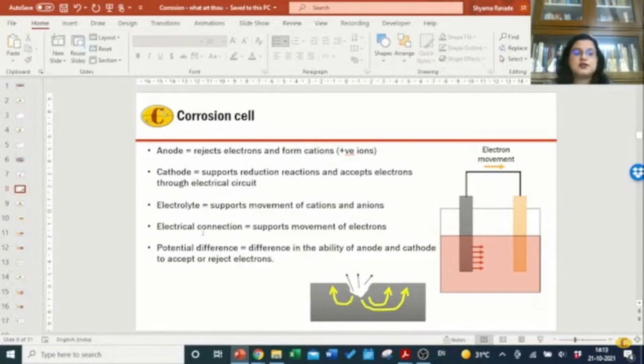Electrical contact is that connection between the anode and cathode which allows the movement of electrons, and potential difference is the gap between the abilities which promotes how severe or how fast the corrosion is going to be and which one is going to corrode.